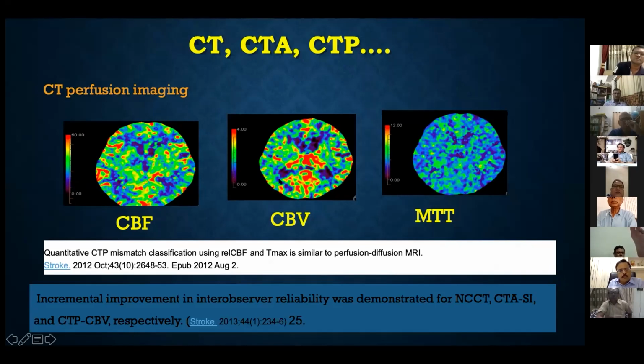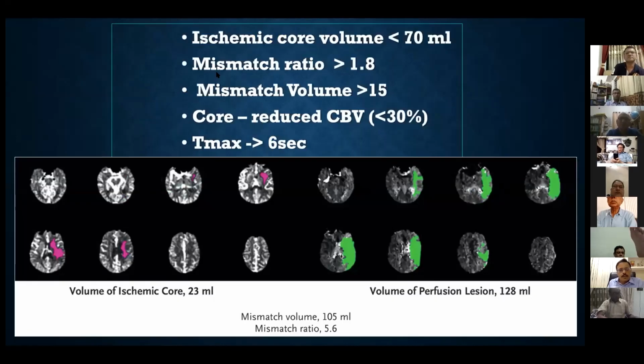Now, this was the DEFUSE 3 trial, and these are the criteria which they are using nowadays in CT perfusion. That means the ischemic core volume should be less than 70 ml, and the mismatch ratio should be more than 1.8, comparing the ischemic area, the penumbra zone, versus the zone which is infarcted. The volume of mismatch should be at least more than 15 ml. How do they assess the core? By reduced CBV. Whenever cerebral blood volume is less than 30% of normal, they know that zone is infarcted, you cannot revive it.